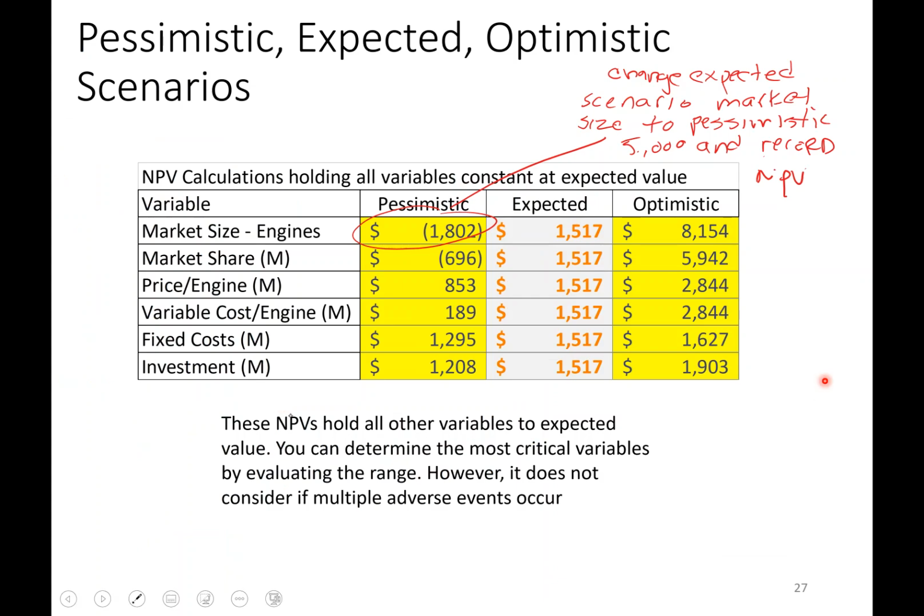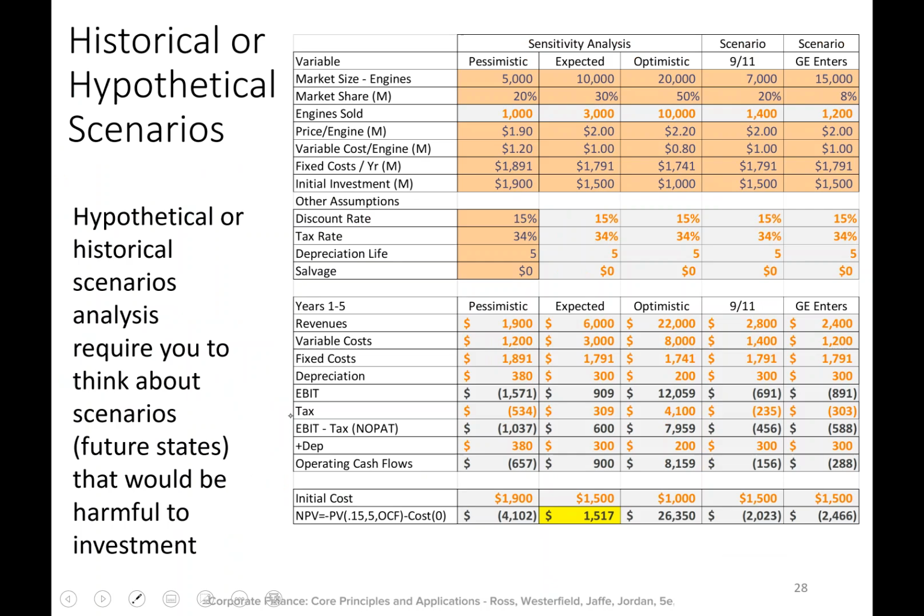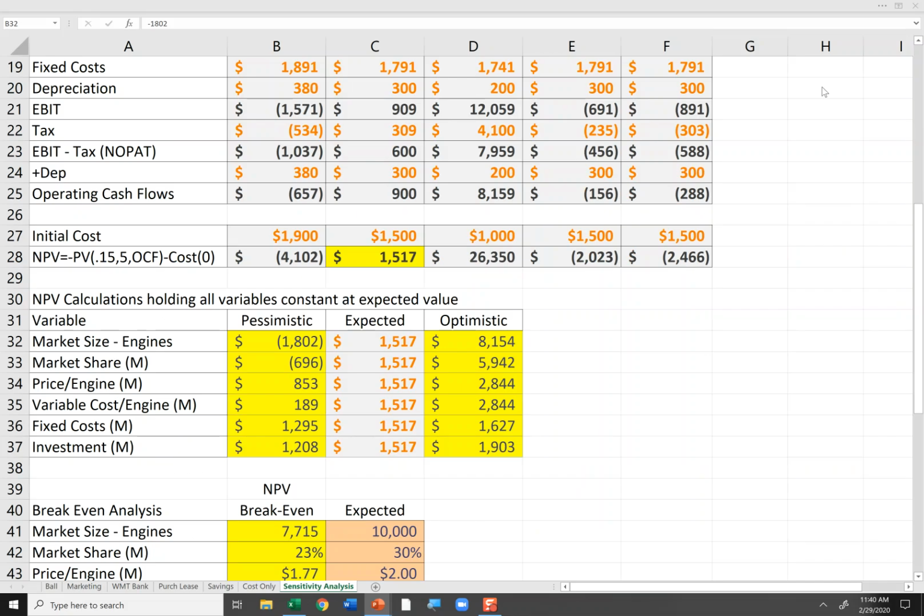So that built a table that looks at one variable changing, not being the expected value. The other thing we can do is hypothetical or historical scenarios. So I did a scenario here.